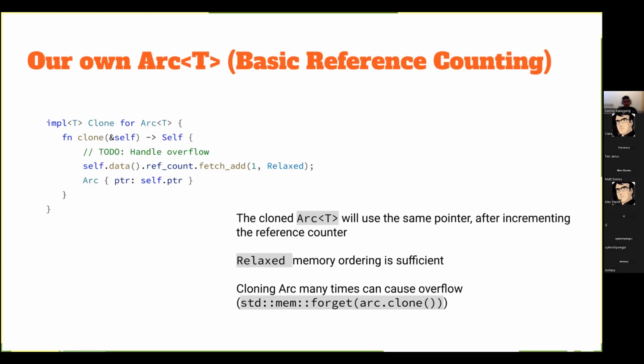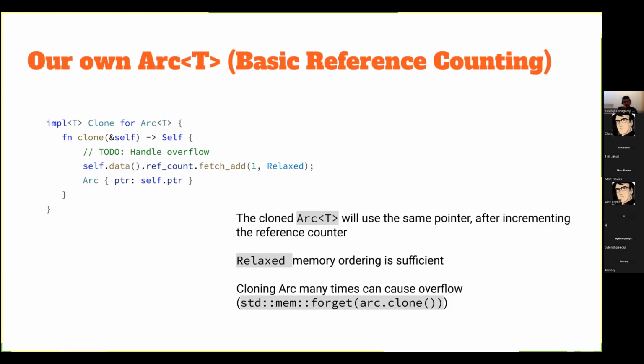The interesting thing is clone here, right? This is one of the important APIs of Arc. The goal here is, whenever we clone Arc<T>, we don't allocate anything new. We just increment this reference counter, saying there is now one more user for this data which is on the heap, and then we share the same pointer, self dot pointer, which is basically the ArcData on the heap.